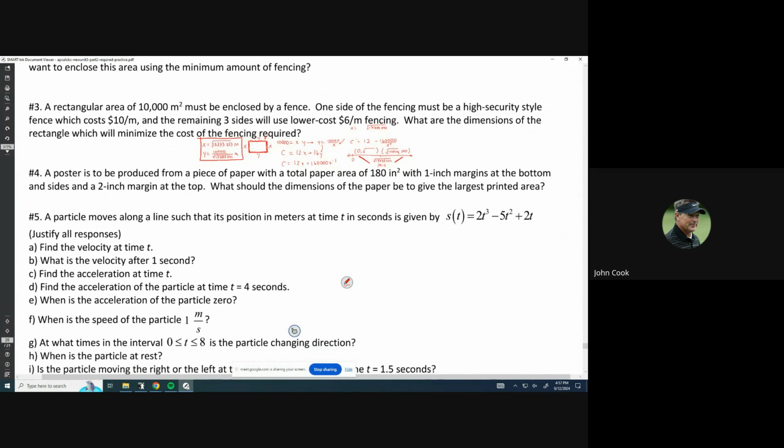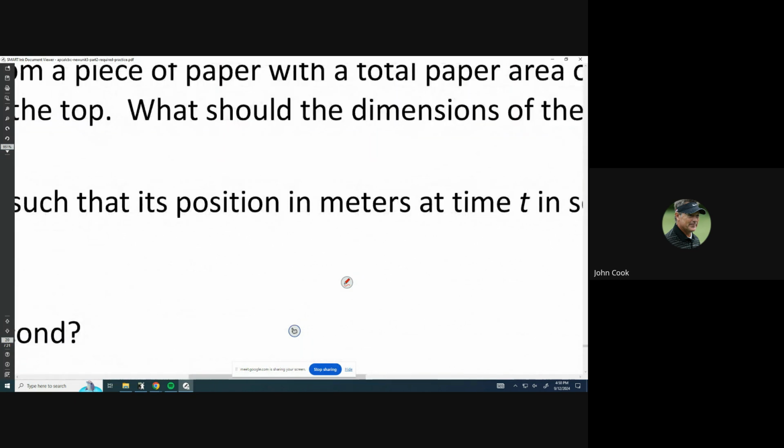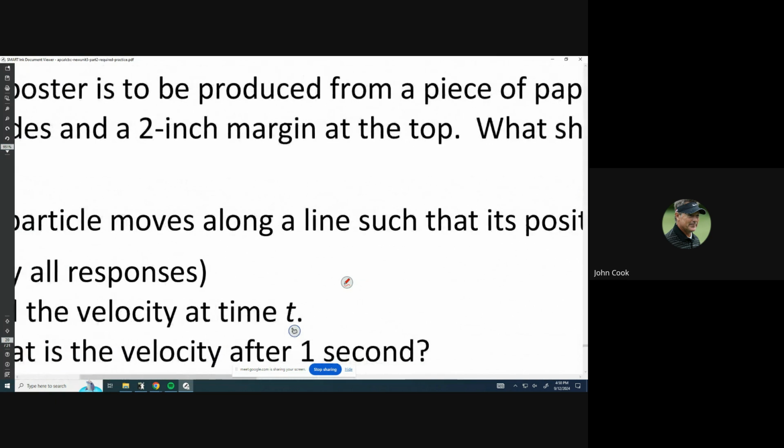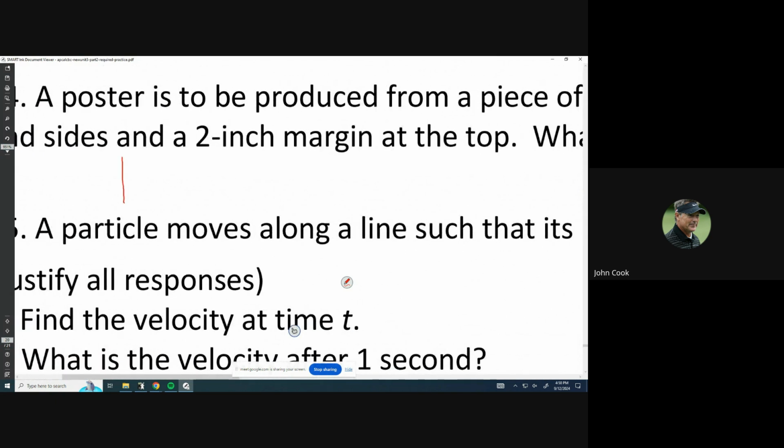So number 4 says, a poster is to be produced from a piece of paper with a total paper area of 180 inches squared. And it has 1-inch margins at the bottom and the sides and a 2-inch margin at the very top. What should the dimensions of the paper be to give the largest printed area? Okay, so let's work on this one. Let's make a piece of paper right here, and this piece of paper has dimensions of X and Y.